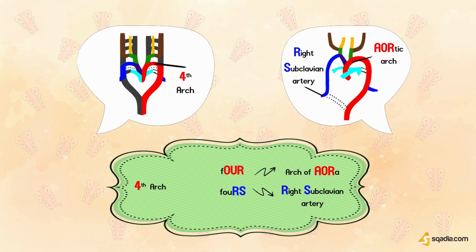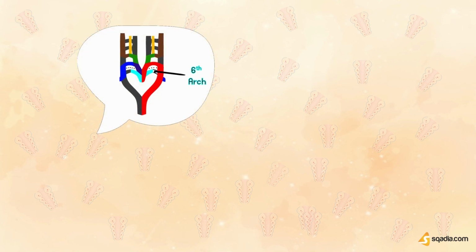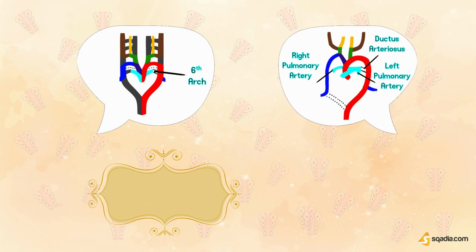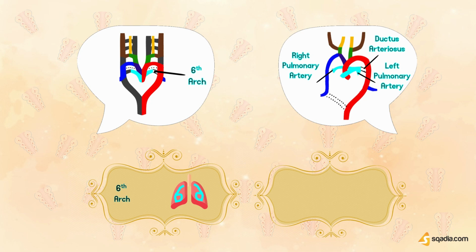for right subclavian. Moving to the next mnemonic for sixth aortic arch. And we know that aortic arch 6 of right side gives right pulmonary artery. Aortic arch 6 of left side gives left pulmonary artery. And ductus arteriosus. Well, this is lame. But the digit 6 looks like lungs to me. So, right pulmonary artery. And left pulmonary artery. And digit 6 looks like small d to me.